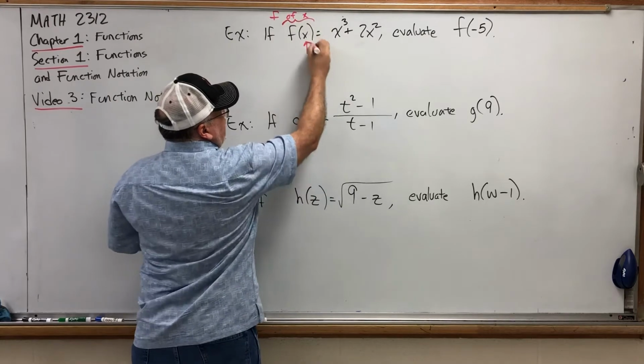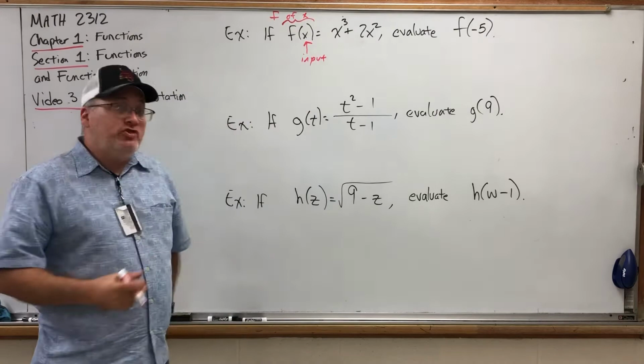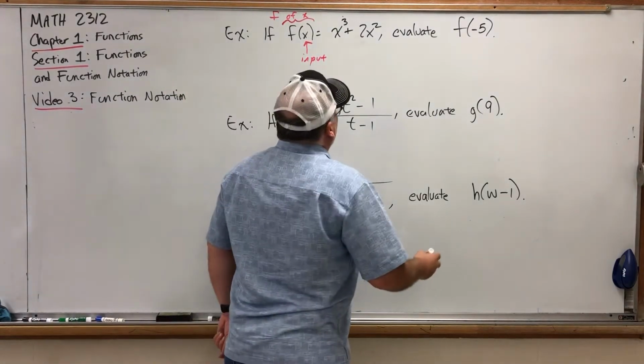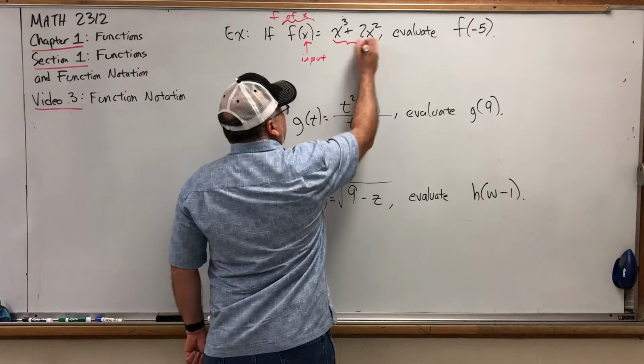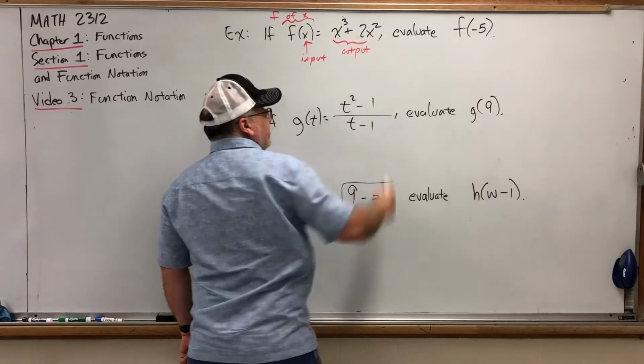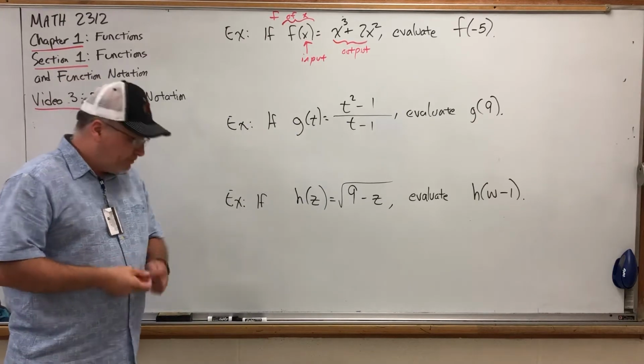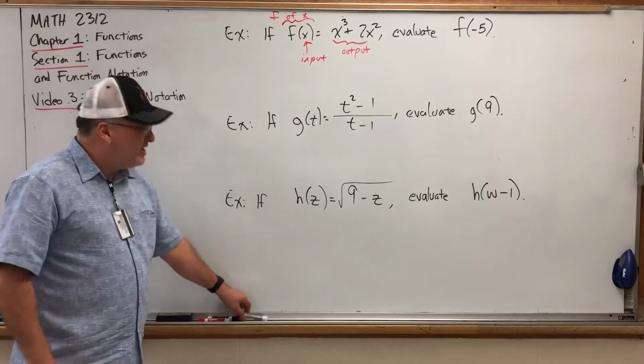The variable going in is called the input and is representative of the domain value, and the value coming out is called the output and is a value representing a range value. So the domain value goes in, the range value comes out.